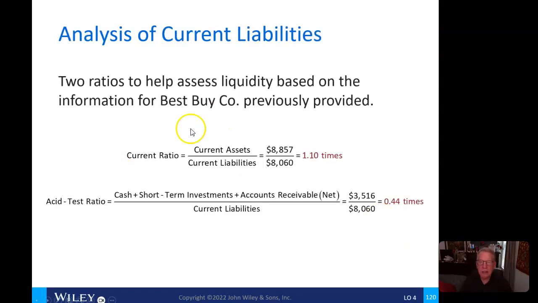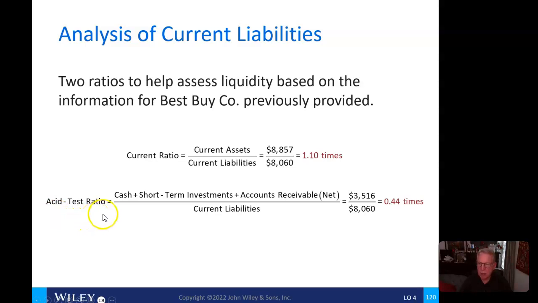Okay, let's take a look at some ratios here. Two ratios help assess liquidity based on the information for Best Buy Company previously provided. So our current ratio, that's an easy one. We'll take our current assets divided by our current liabilities, and it gives me 1.1 times.